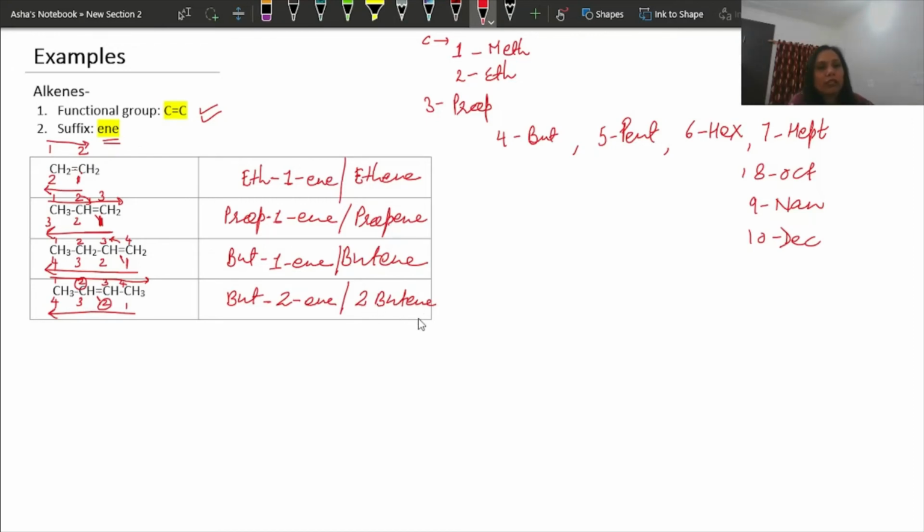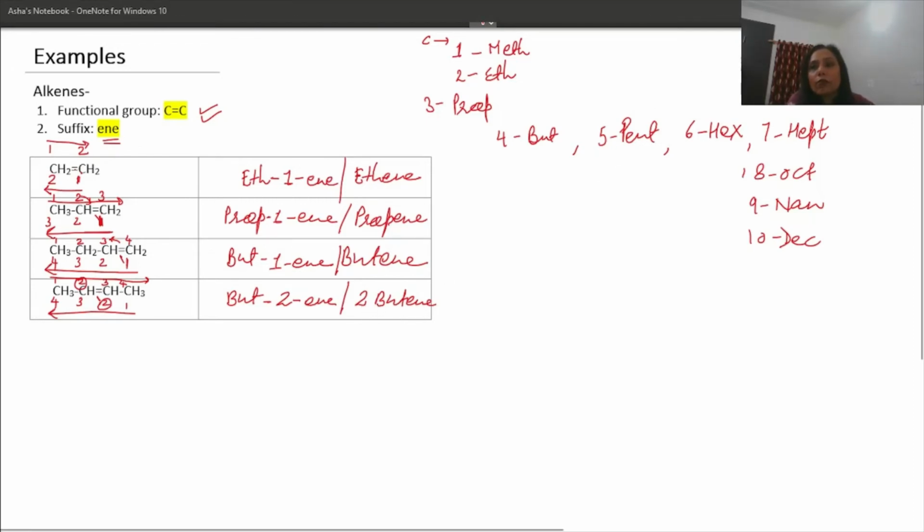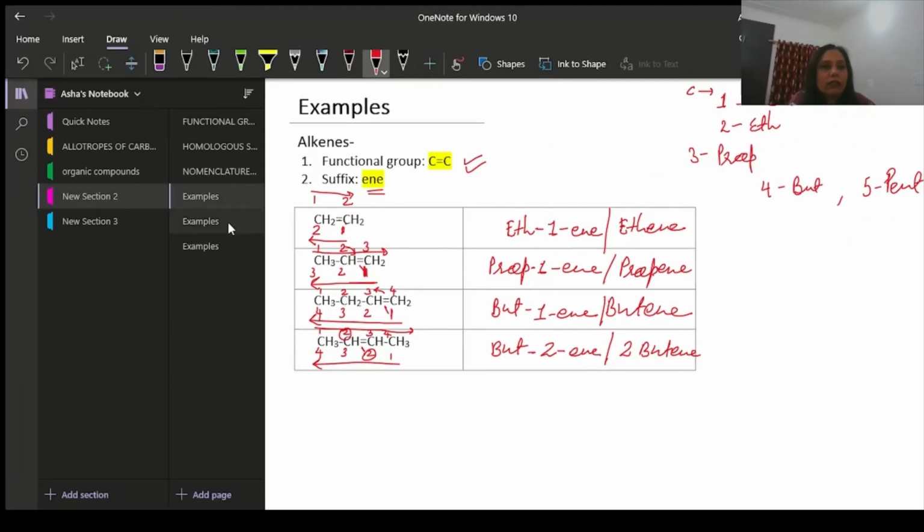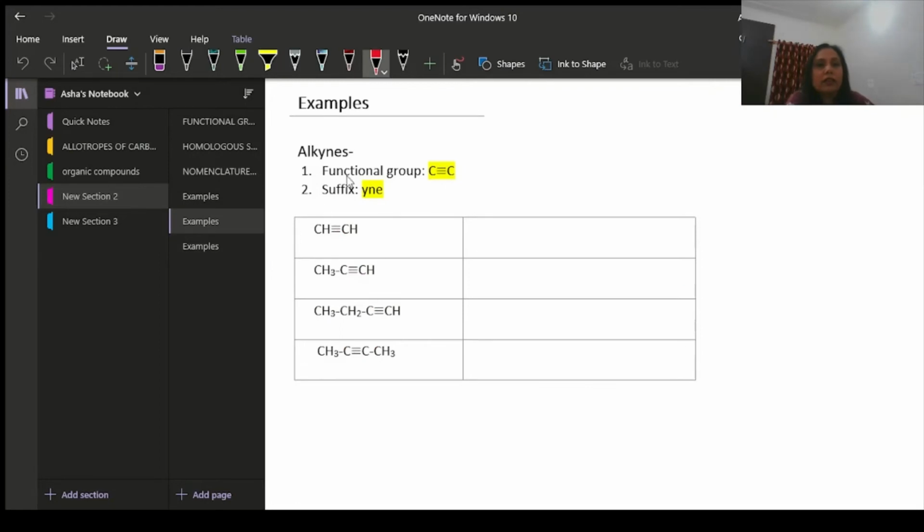Here, 2-butene. Okay, now let us see examples from the next homologous series, from alkynes basically. So you know that alkynes are triple bond containing compounds.